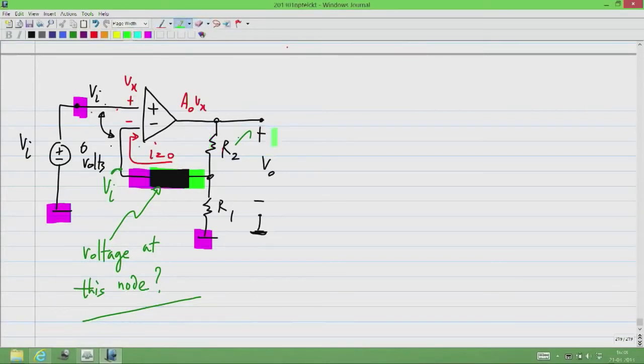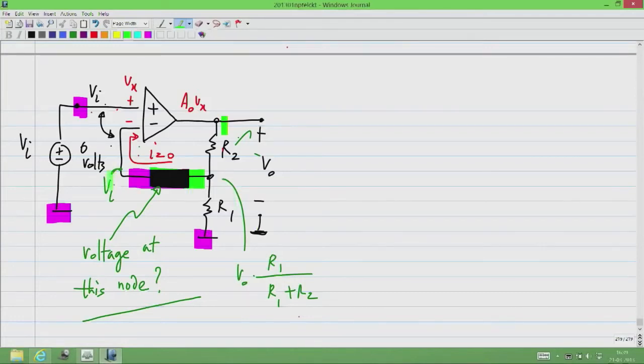So clearly, if there is V naught here, the voltage at this point given by the voltage divider formula is V naught R1 by R1 plus R2. Okay. So what I have done is to determine the voltage of this node through two different ways. One is by observing that this is a virtual short, it has to be equal to Vi, and another one is observing that the current here is 0. So if this point is V naught, this point has to be V naught times R1 by R1 plus R2.